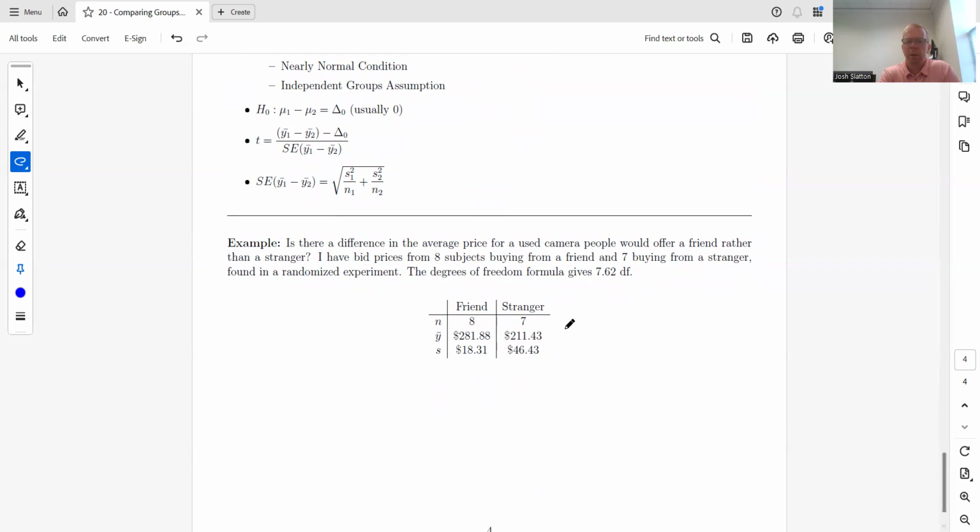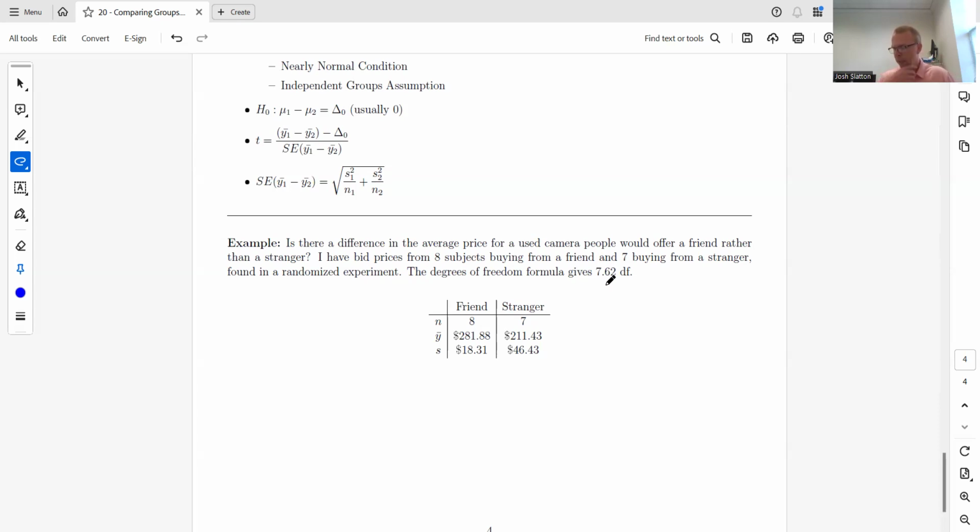Now the degrees of freedom here is not n-1. There's actually a formula for doing this. We don't need to get into the formula because the degrees of freedom will be given to you, but just always pay attention to that because it's not just a simple n-1 anymore. But it will be given, so we don't need to worry about the formula.